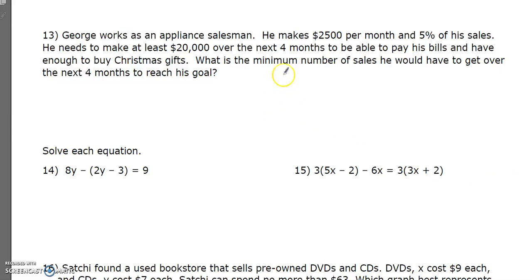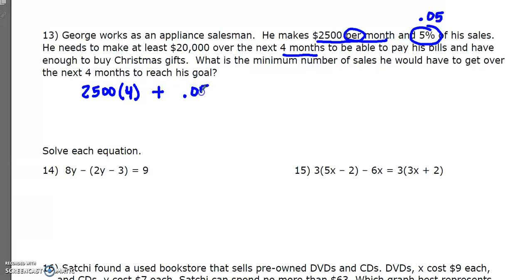Okay, so let's remember, first of all, he makes this much per month, right? And how many months are we looking at? And that would be 4 months. So that means he will make the $2,500 times 4, because that's a given, right? But plus he will also make 5% of his sales. So we're going to write 5% as a decimal, and remember 5% is going to be 0.05. So I'm going to say 0.05 times the amount he sells.